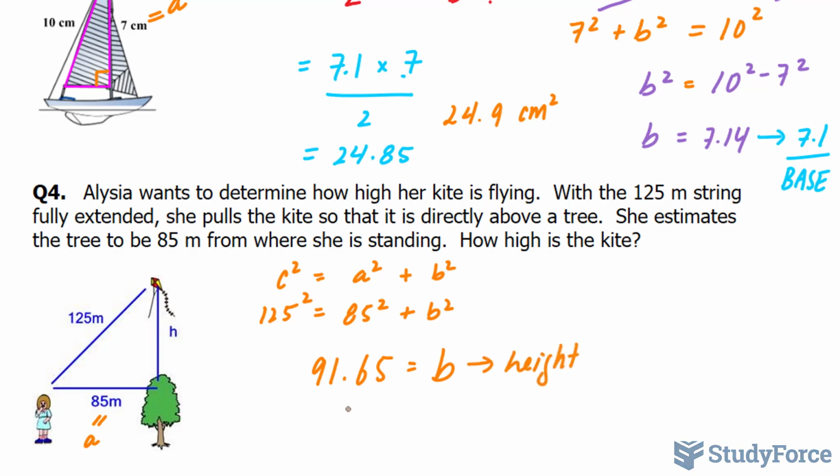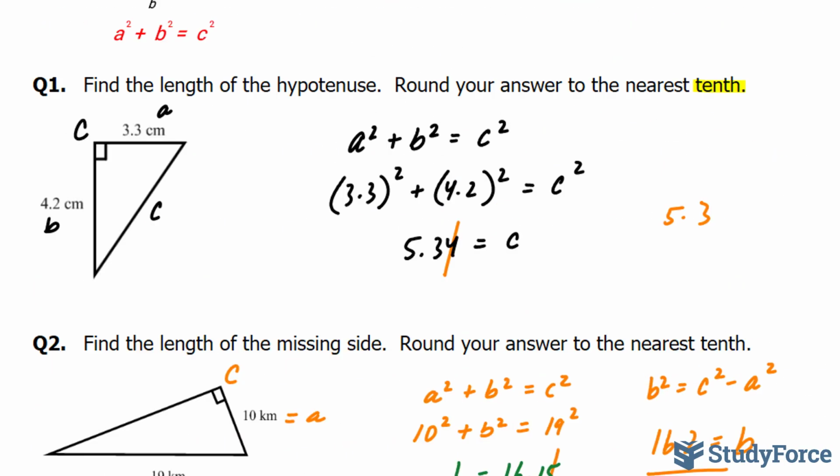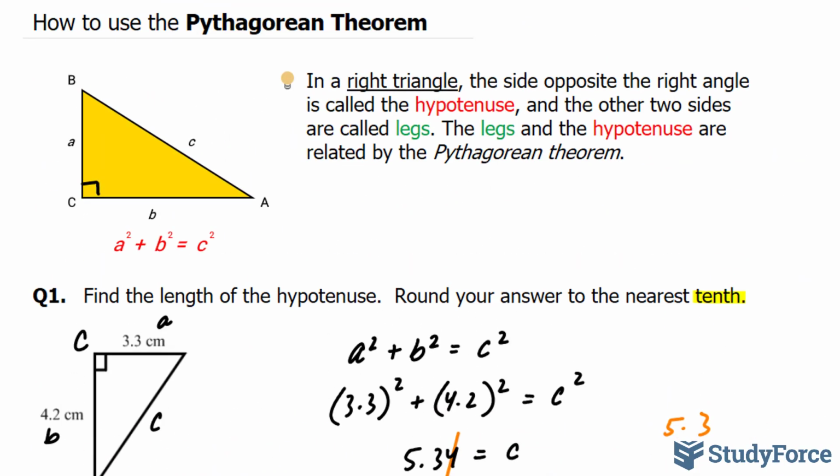That is in meters, and we'll round up to the nearest tenth. Given that this is a 5, it becomes 91.7. And there you have it. 4 examples on how to use the Pythagorean theorem with right triangles.